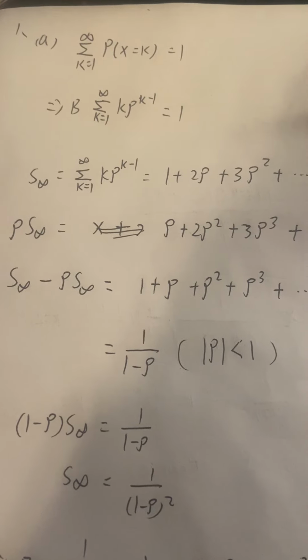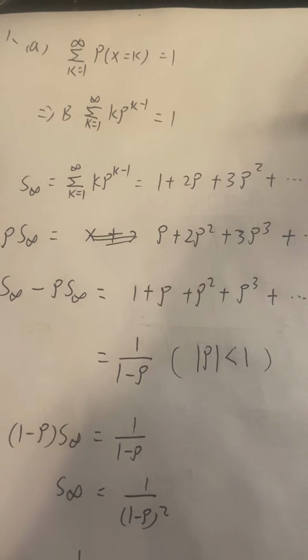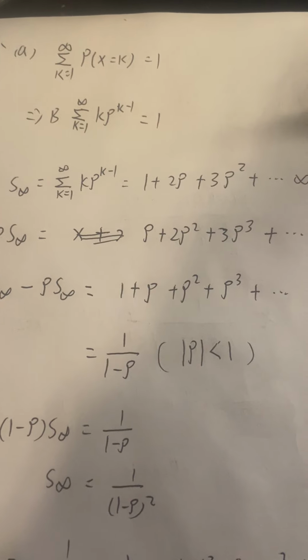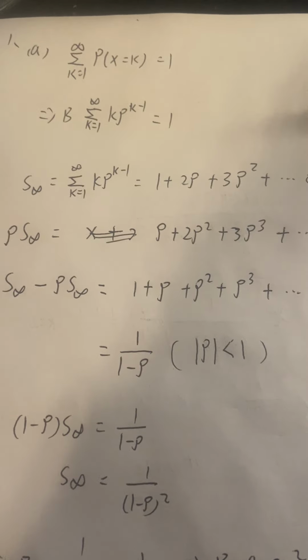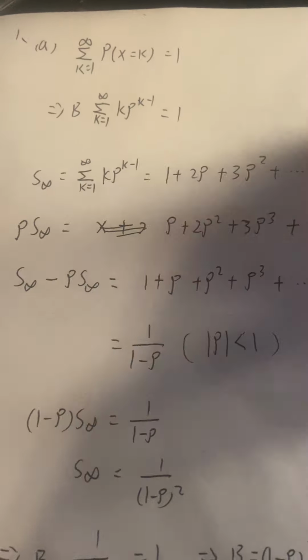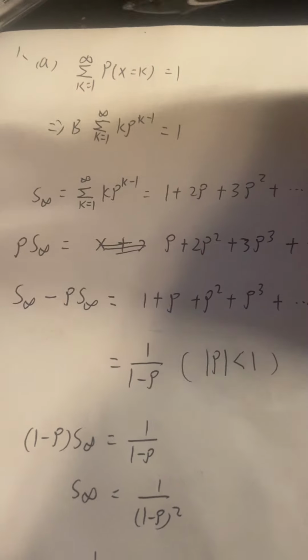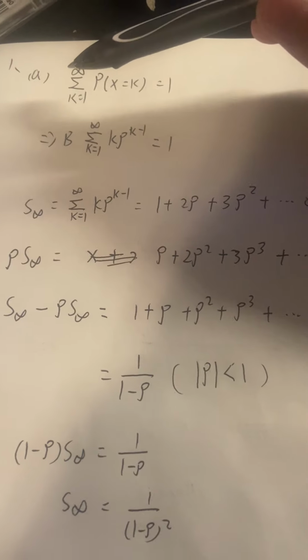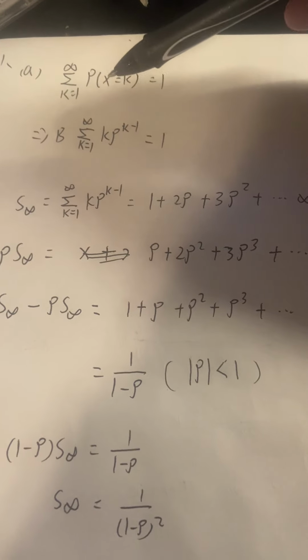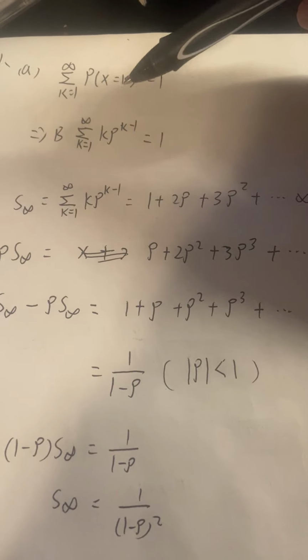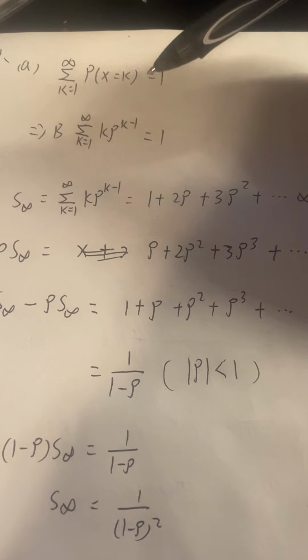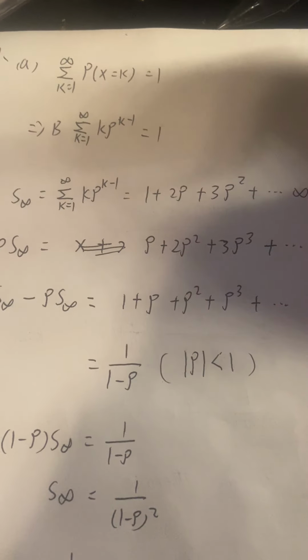Hi, I'm Kaiyu. I'm going to do question 1 of homework 3 for probability and stochastic processes. Problem A: find b so that P of X equals k represents a probability mass function.